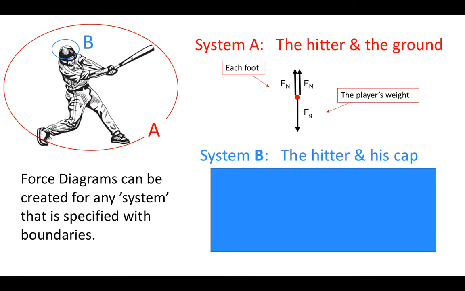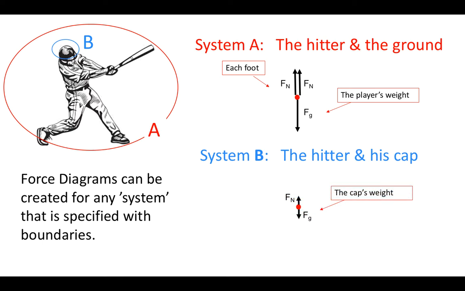For the hitter and his cap, the FG vector is simply going to be the weight of the cap, because that's all we're paying attention to here, just the cap on his head. So the weight of the cap, that vector goes down, and there's a normal force, a support force from a solid surface that is supporting the cap, and so that creates the normal force straight up.